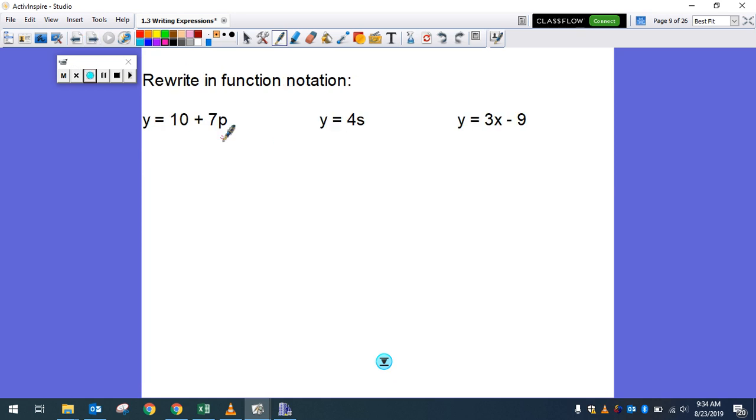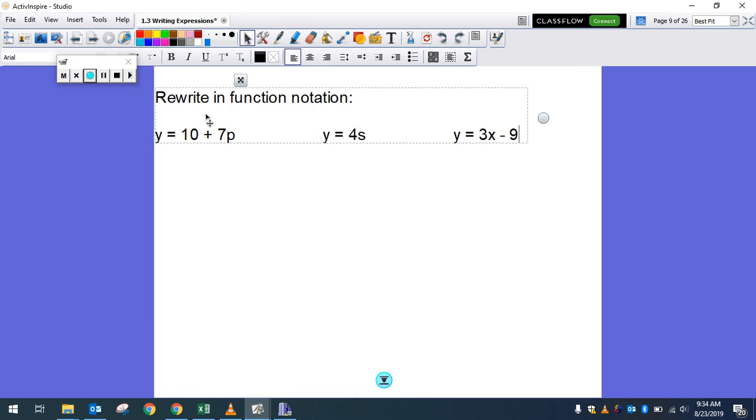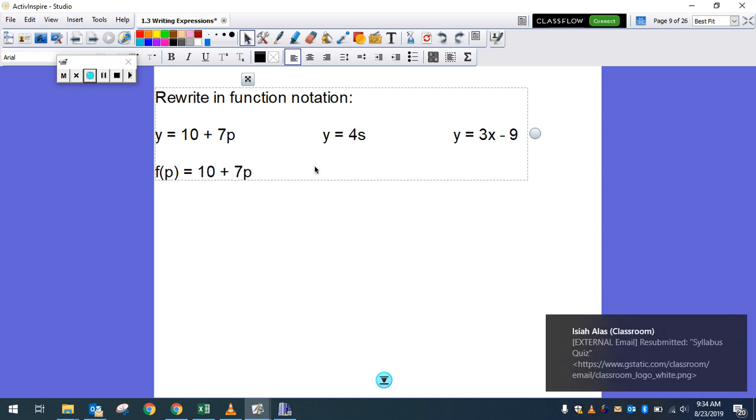So let's try these. Let's rewrite these in function notation. So this first one, instead of y, I'm going to put f. And you got to figure out what letter would I put in that parentheses. Well, what letter did I use here? I used a p. So it would be f of p. And you just rewrite the equation the exact same way. So that's function notation. Let's do another one.